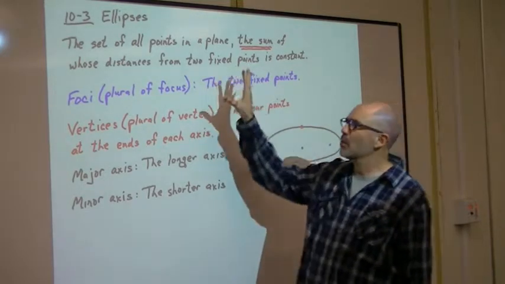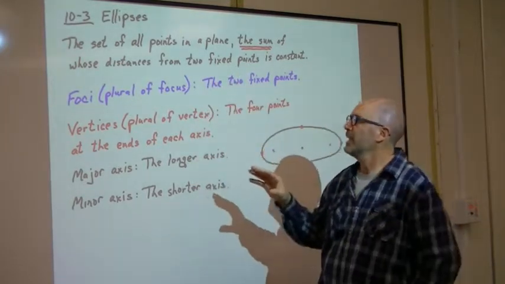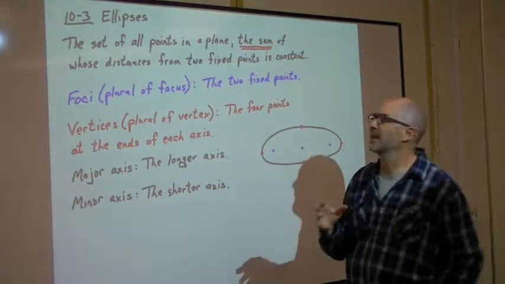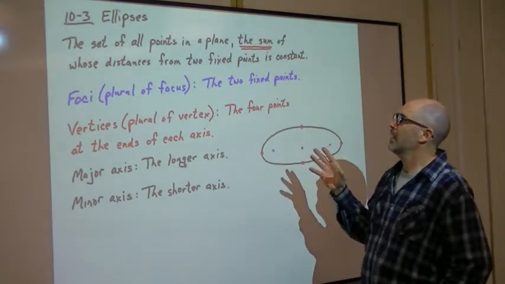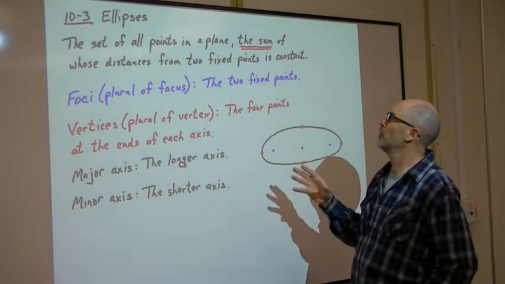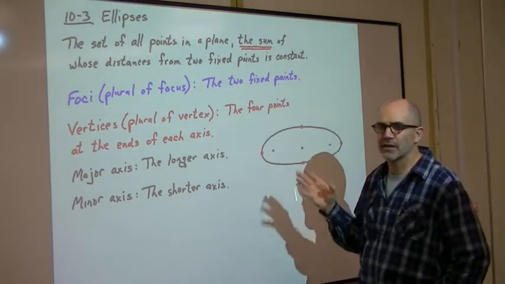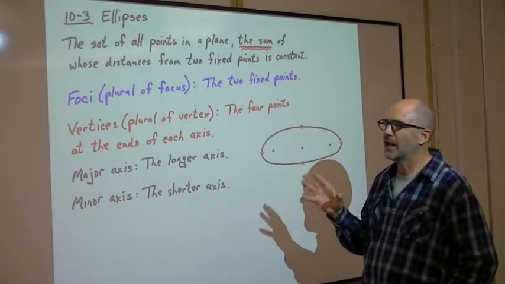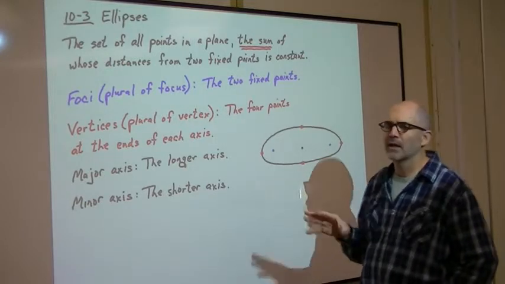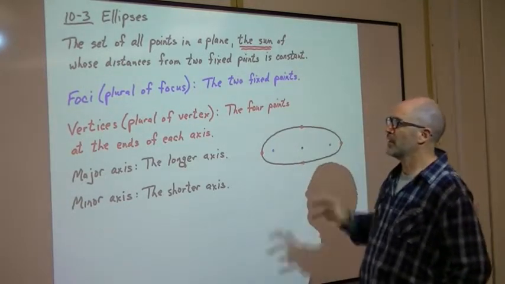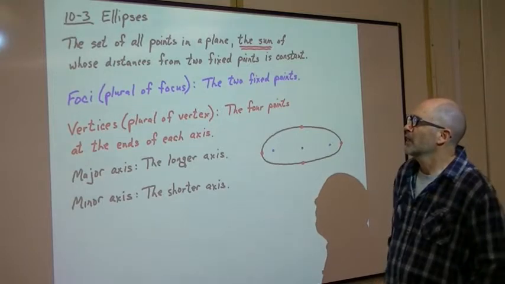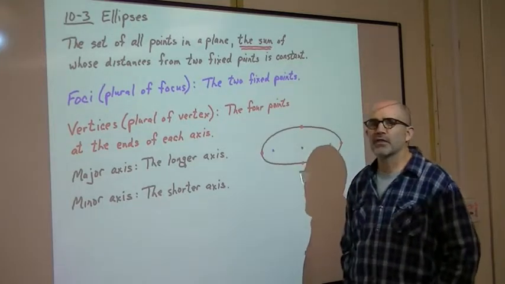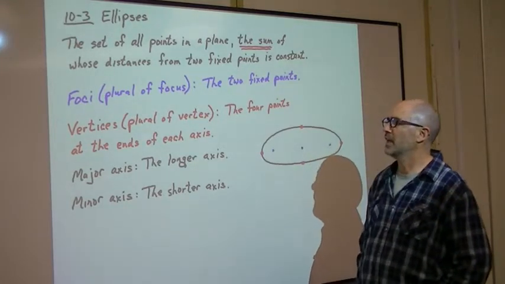So the formal definition of an ellipse is the set of all points in a plane, the sum of whose distances from two fixed points is constant. Okay, that sounds kind of crazy, but I'll show you what that means on the drawing. First of all, let's talk about the parts of an ellipse.